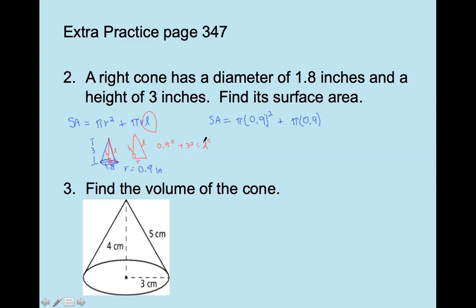It's kind of hard to tell, that's one of those L's. So 0.9 squared is 0.81. 3 squared is 9. So I'm going to keep simplifying. So 9.81 is equal to the slant height squared. So again, remember to get that unit by itself, I take the square root of both sides. And so our slant height in this case is square root of 9.81, which is 3.13.